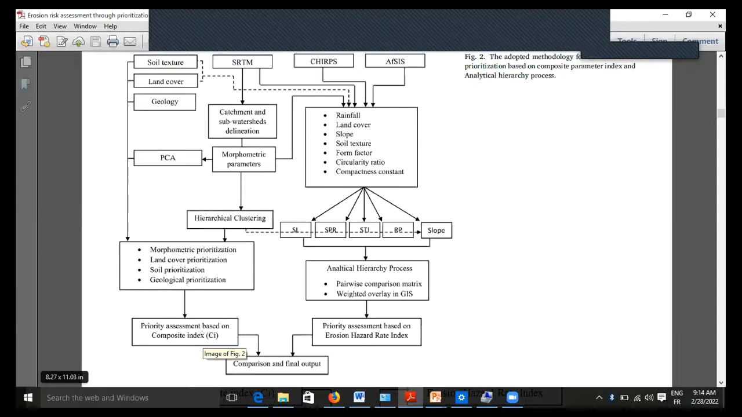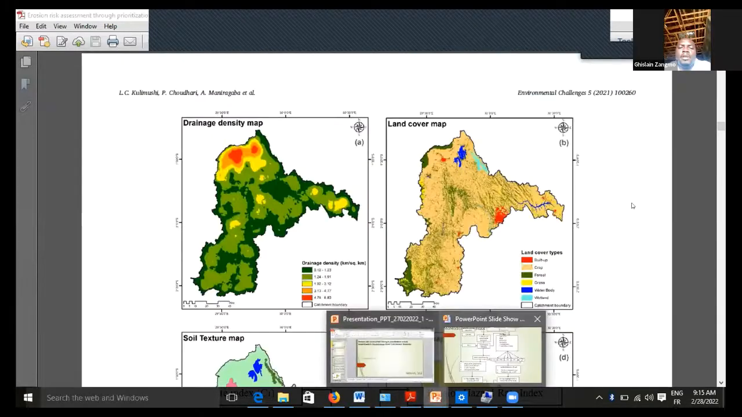On the other side, the erosion hazard rate index was calculated based on the analytical hierarchy process, which was used to calculate the relative weights. This index was a product of the normalized value of each factor and its specific weight obtained from the analytical hierarchy process. And at the end, we compared the results from these two approaches to see whether they yield the same outcome.